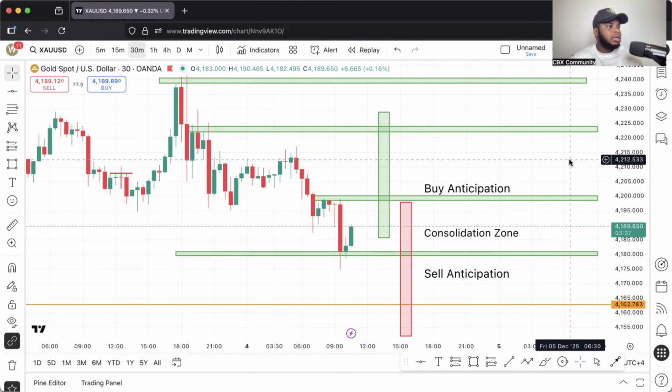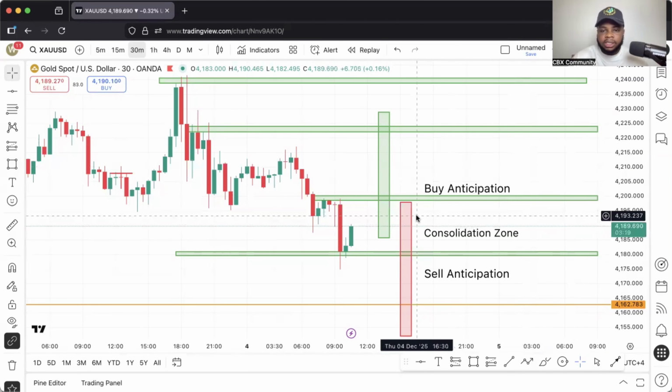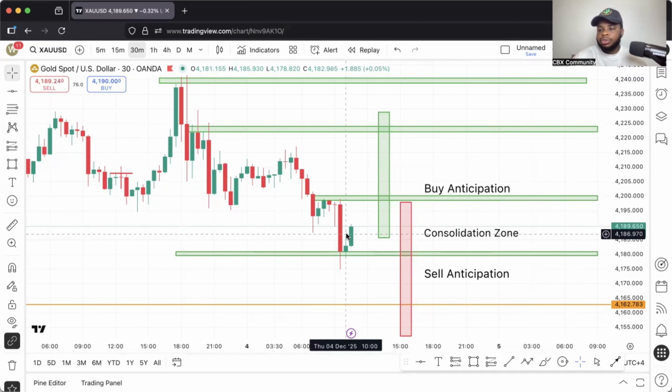So for now, let's just enjoy the music, since the candle is left with 3 minutes before it will close. But if you guys have a question, you can send your message in the chat box and I will get back to you guys. So let's enjoy the music while we wait for this recent bullish candle to close.